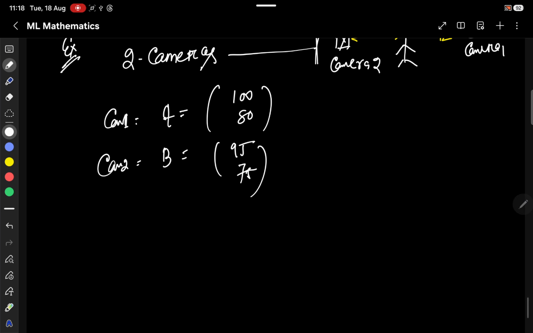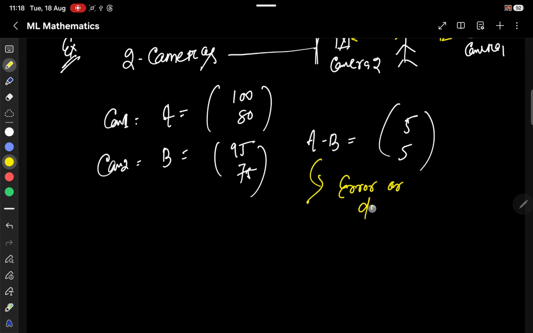The moment I ask how much difference there is between the two, what does that mean? If I'm doing a subtraction, that means the error or the displacement between two measurements. If I do a minus b, it is 5 and 5, right? So this is the error, or a kind of displacement, between two measurements.